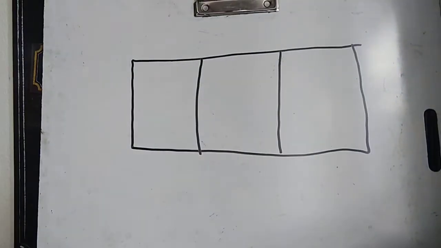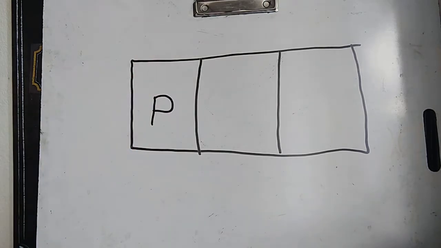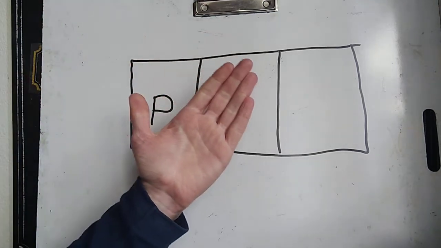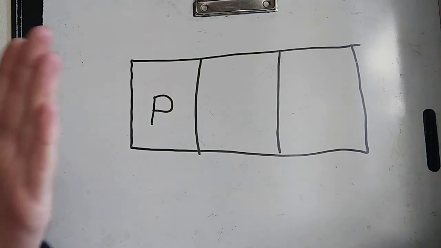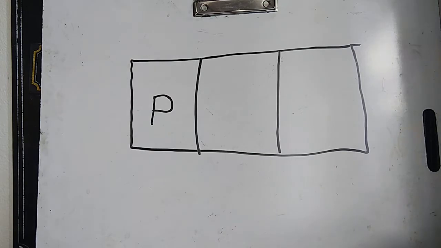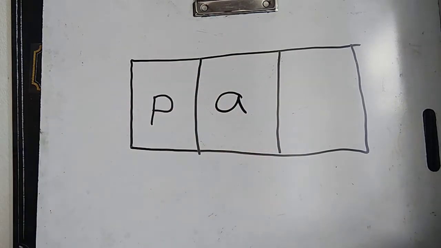All right, well, let's go with the first one. Okay, so we know what that one is. What letter should I write down? Pan. Okay. All right. Now, you ready for our second one? We're going to stretch it again. Pan. All right. What letter is it? Write it down. A. Pan.